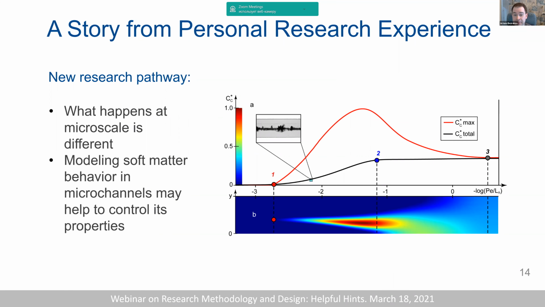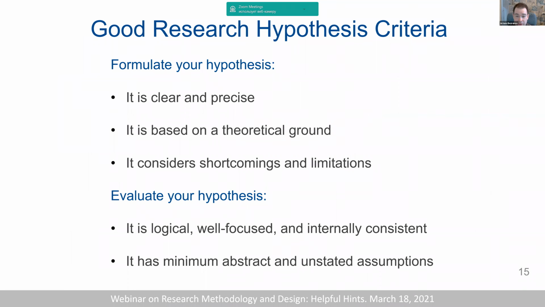Let's continue. So, good research hypothesis criteria, according to our colleagues from MIT and Harvard. Well, let's formulate your hypothesis. It should be clear and precise and definitely based on a theoretical ground, but it should also consider shortcomings and limitations. For example, in my model, we didn't consider all the properties of very complex soft matter systems. The limitations were that we didn't consider, for example, precipitation or aggregation of nanoparticles, although it's a very important phenomenon.